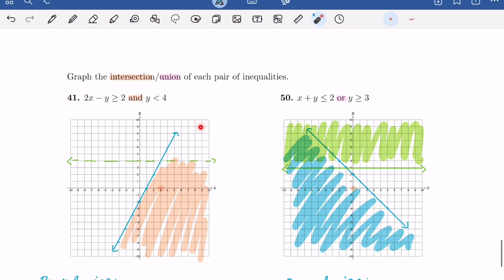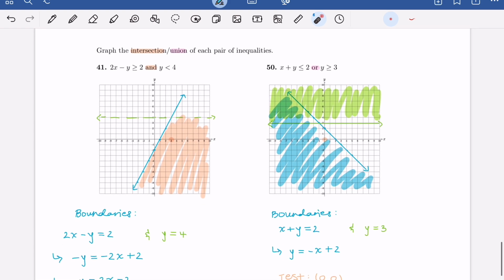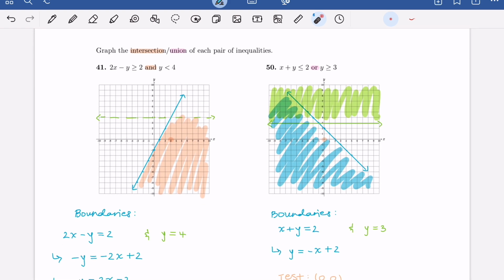Going back to this first one here, we're looking at the intersection. So we're not looking at the union in this case, we're just looking at where these solutions intersect. So that's why we only shade this region, because that's where they do intersect. If we were looking at the union of these guys, we would have shaded this as well. And for this one, if we were just looking at the intersection, if this said and, we would shade everything right here where these two colors overlap. All right, so that is how we would graph the intersection or union of these inequalities.